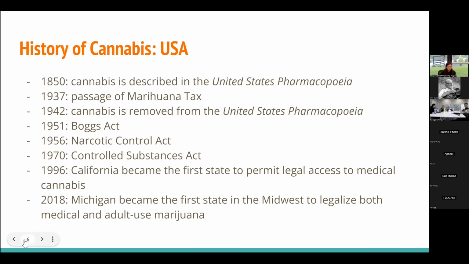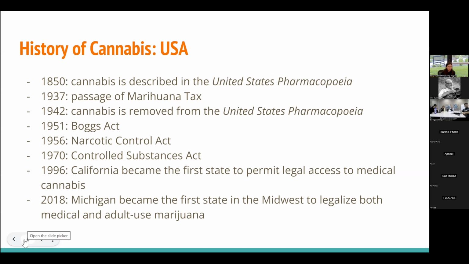So the US itself has its own really complicated history with cannabis. In 1850, cannabis was actually described in the United States Pharmacopoeia. This is an independent, nonprofit, non-governmental pharmacopoeia that sets quality, purity, strength, and identity standards for medicines, food ingredients, and dietary supplements. So it's a little bit different than FDA regulations, but the FDA often uses what they publish for making standards for over-the-counter and prescribed medications.